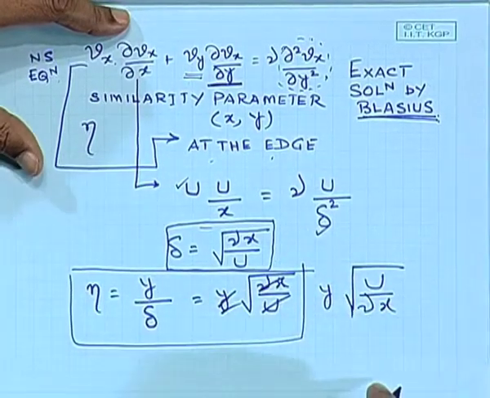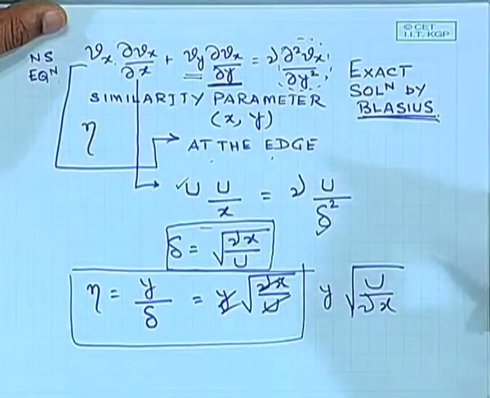An approach utilizing a combination variable works very well, which happened for the case of the Blasius exact solution.